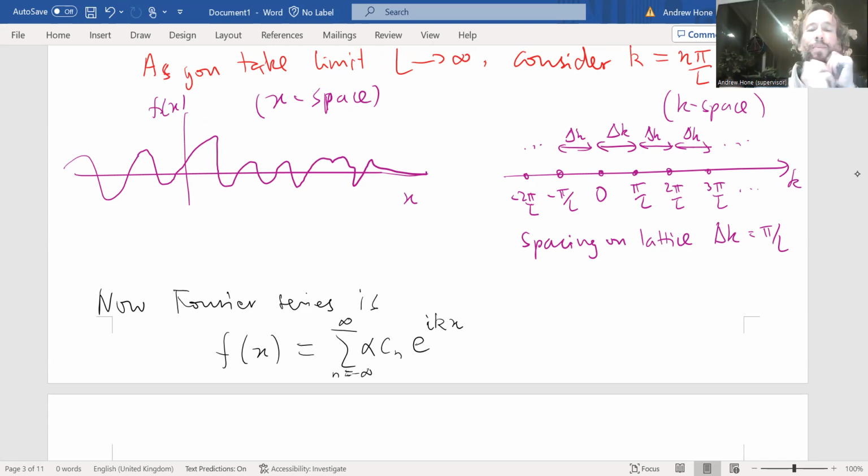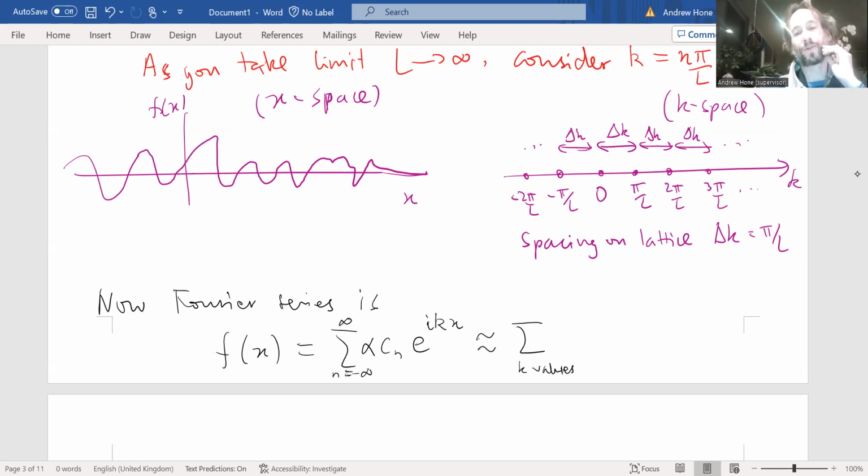What I want to do is think about this as a Riemann sum of a function. So C_n is a function of n, but I really want to replace that by a function of k now. If I know k, then I know n, and vice versa, for a fixed value of the period 2L. But I want to think of this as a Riemann sum. So I should put some kind of approximately equal to, and then a sum over k values.